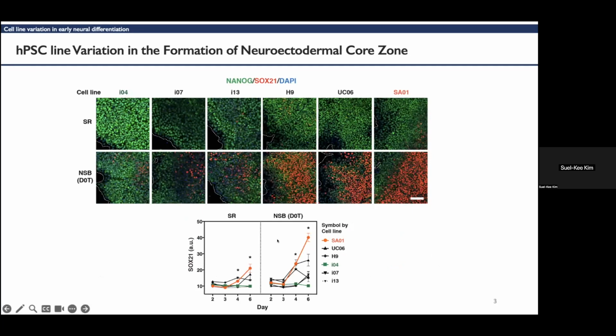Here we took 6 cell lines and grew them in self-renewal and neuroectoderm conditions. We looked at SOX21 and NANOG expression and found different lines show different levels of SOX21. SA01 shows the highest and IO4 shows the lowest level. So this simple assay showed that SOX21 expression level could be used as an indicator of neuroectodermal fate specification at the early times of differentiation.